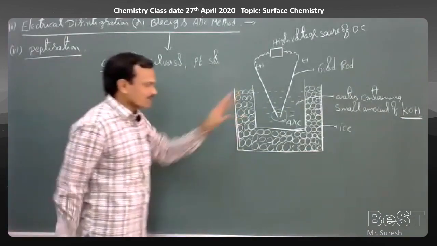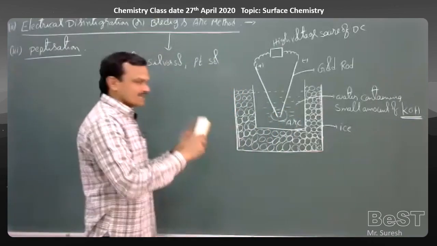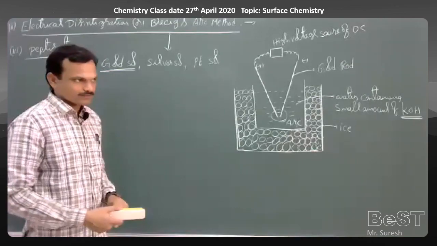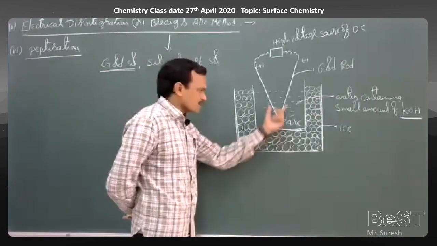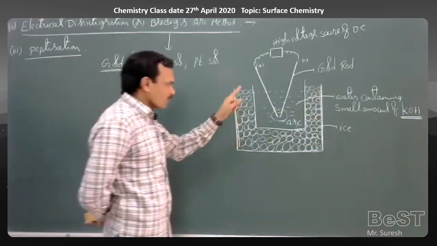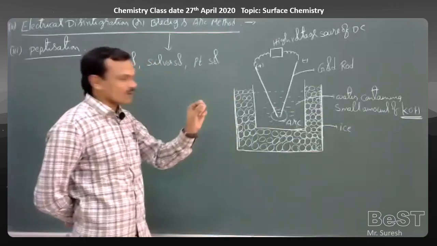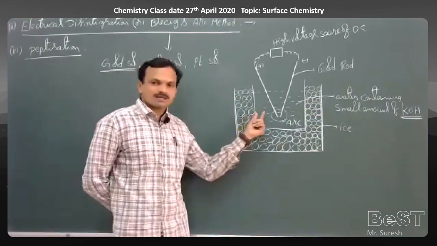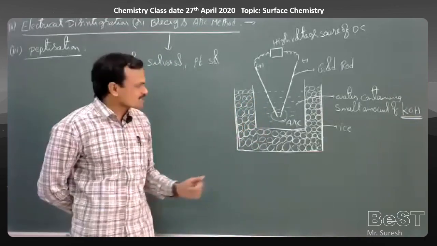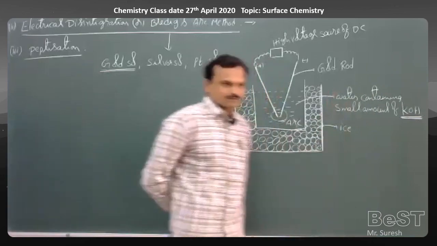So this involves two processes: one is dispersion, one more is condensation. Both processes are involved. First, gold gets vaporized, that means gold atoms are dispersed. And then the gold atoms undergo aggregation and form colloidal sized particles. Those colloidal sized particles are dispersed in water containing a small amount of KOH.